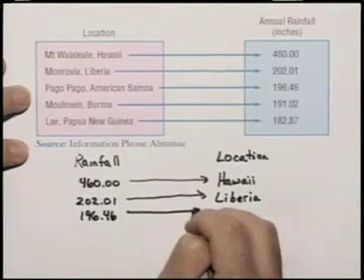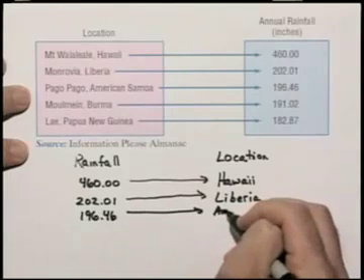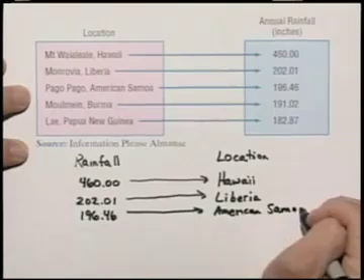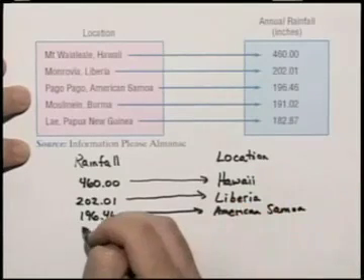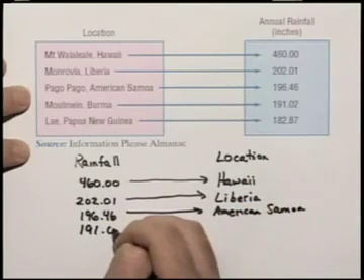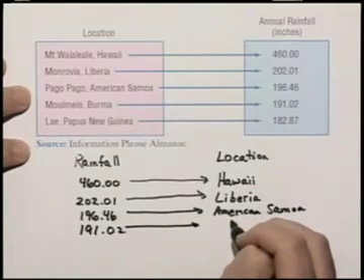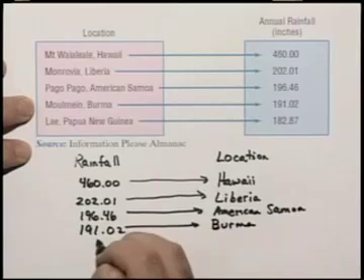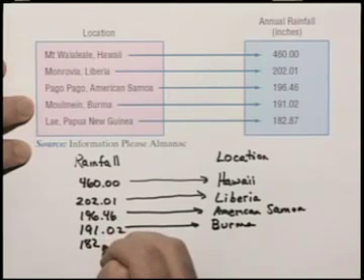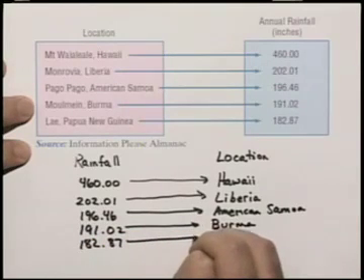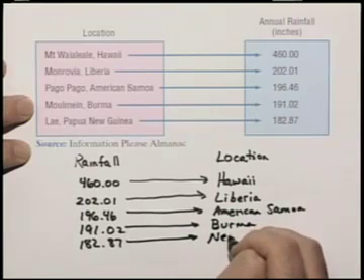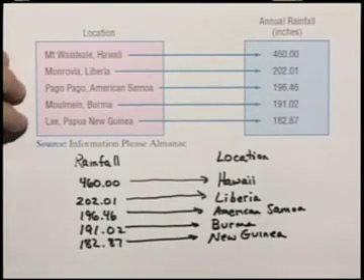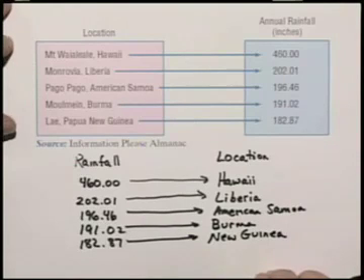196.46 inches, the location is the American Samoa. For rainfall 191.02 inches, the location is Burma. And finally, for 182.87 inches, the location is New Guinea. Now what we want to do is find the domain and range of the inverse function.